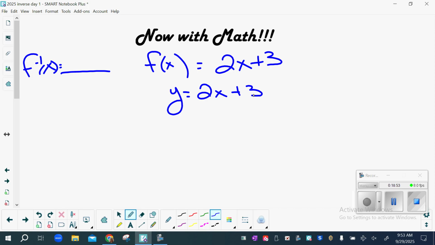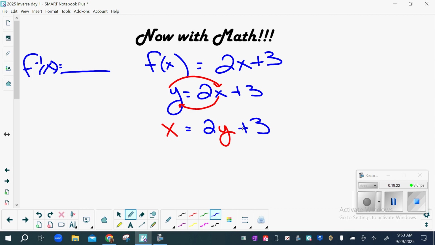Okay, step 2, most important step, flip-flop your x and your y. So this dude is going to go here, and that dude's going to go here. So we're going to get x equals 2y plus 3. Are we good? No, because we want to isolate y.